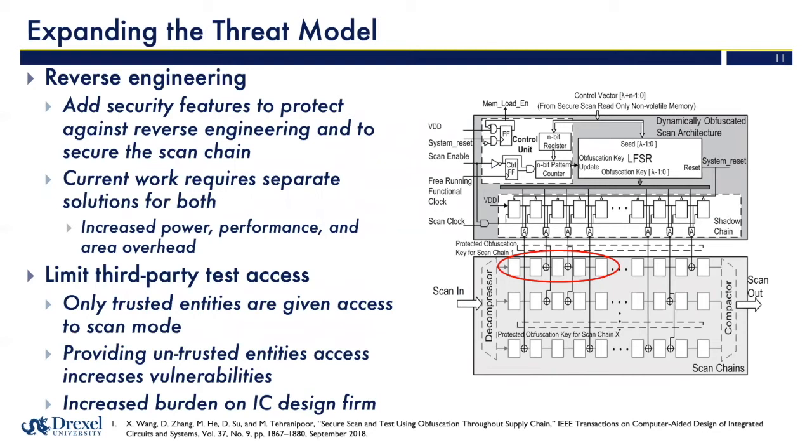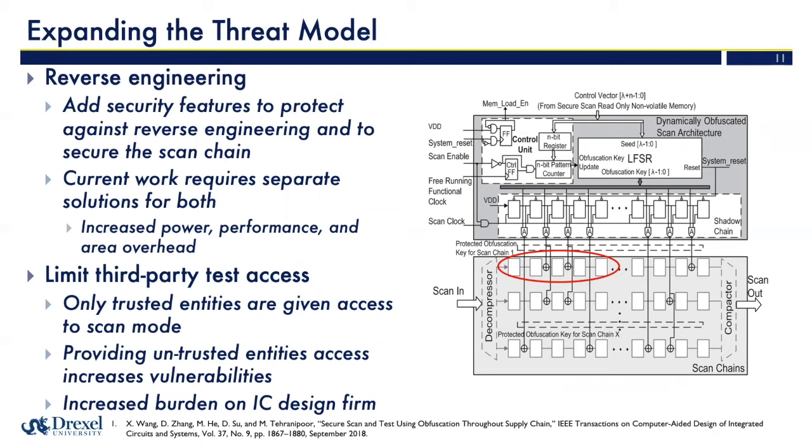So really the question is, we've seen that you can secure the scan chain contents themselves, but we really want a larger threat model to be encompassed. So first, if we add reverse engineering as a threat model, we have to consider the combinational logic between the register paths. And if we want to use the current work, we'd have to add additional logic locking. So you'd have increased power, performance, and area overhead.